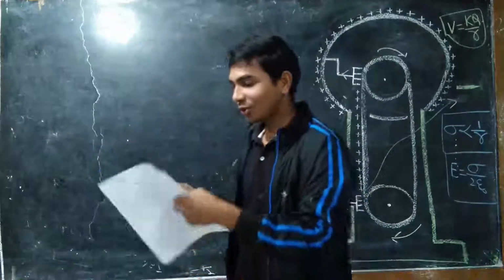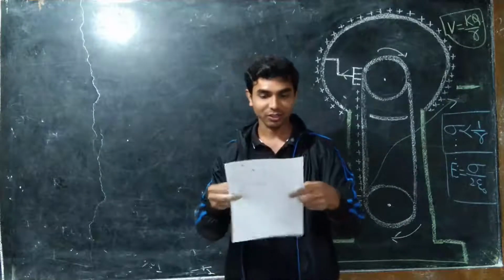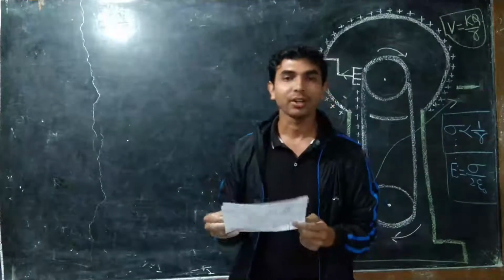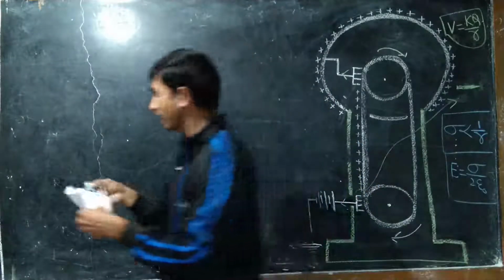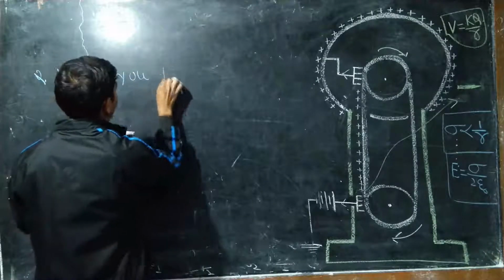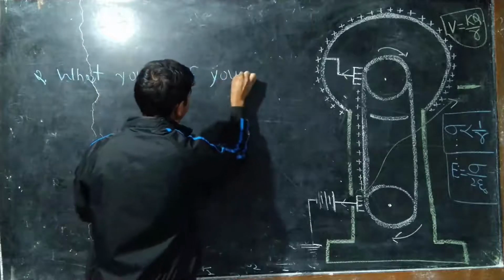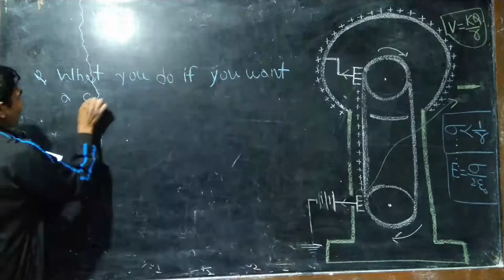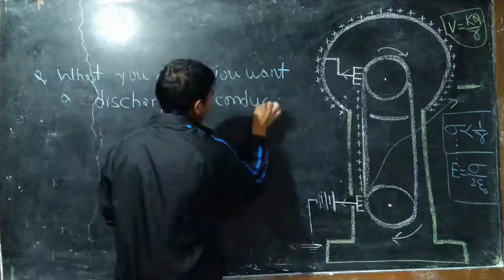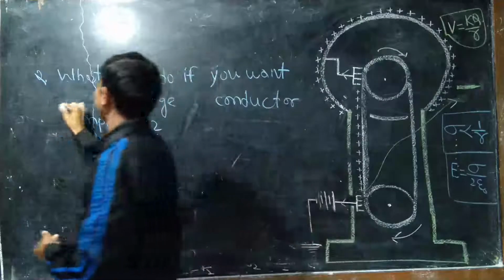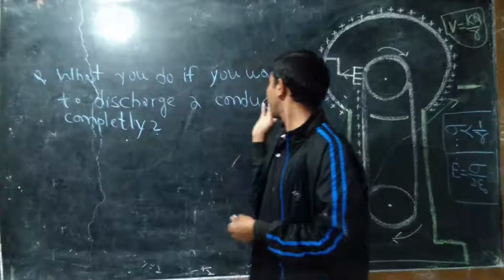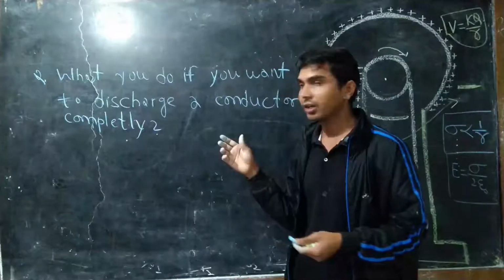Okay, so now I'm writing this question. Just see what the question is. This question is very tricky and easy. You are able to understand it and answer it. So see the question: what will you do if you want to discharge a conductor completely? So this is your question.